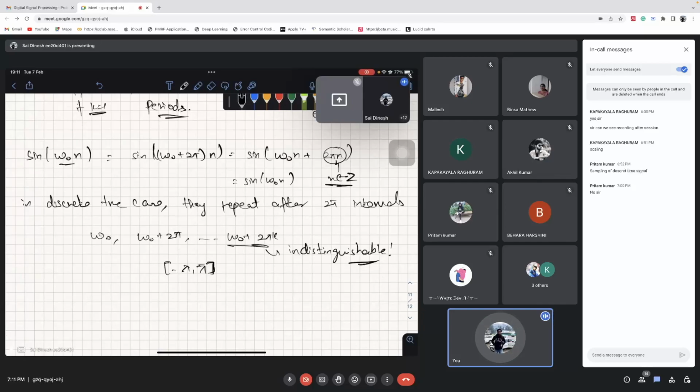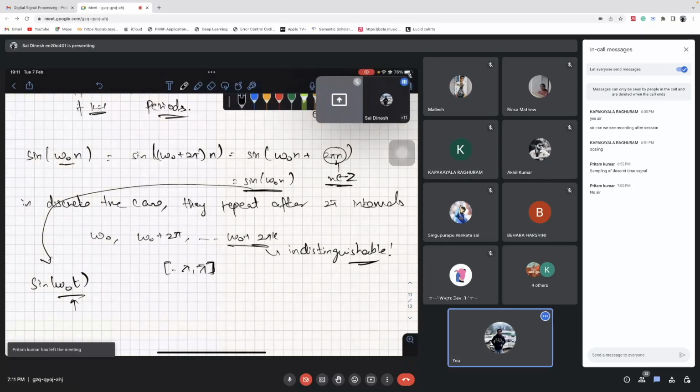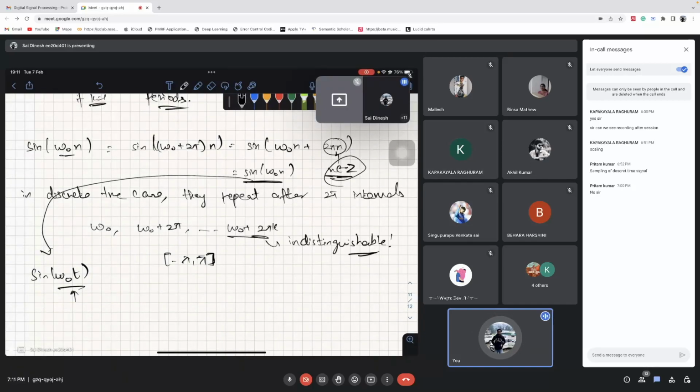So but why does this not apply to the real case? Because sin omega naught t is not an integer multiple of 2 pi. Only sin omega naught n is an integer multiple of 2 pi because n is an integer, correct? So that is why. So in the discrete time case, they repeat after an interval of 2 pi.